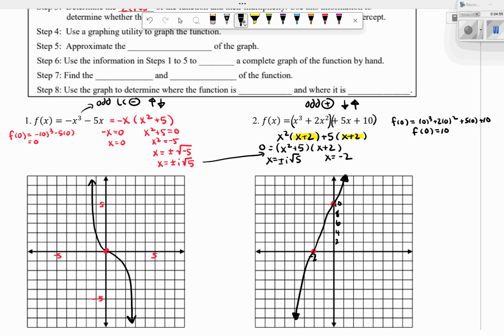And again, for this, we know that you don't want to make it a straight line because it's not a linear function. But this would give us all of our important features for our graph. So let's say we did have some other zeros, and so we're going to approximate the turning points of the graph.